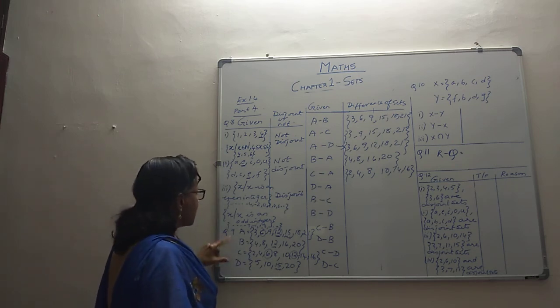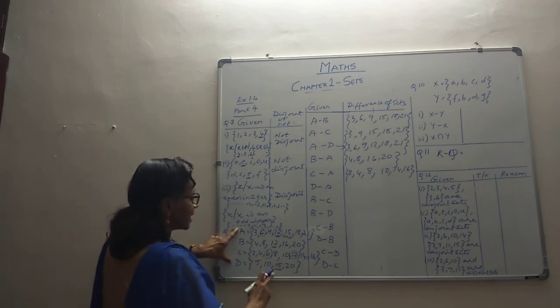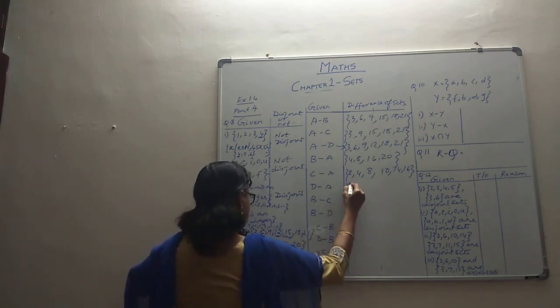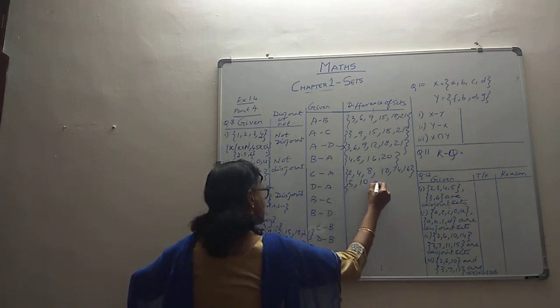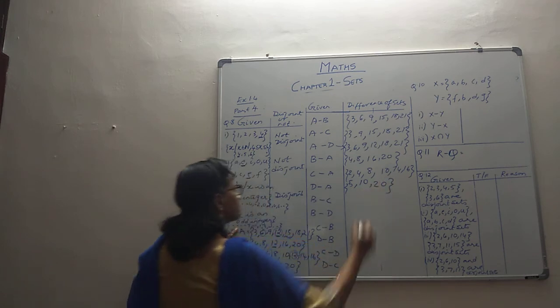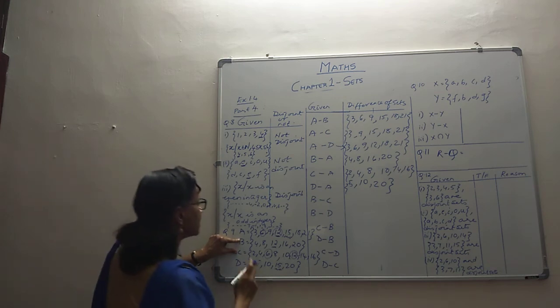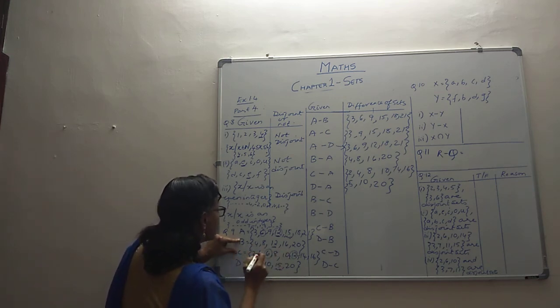Then we have D and A. Between D and A, the common element is 15. So 15 is removed. So it is 5, 10 and 20 because we are removing the 15. Between B and C, the common element is that we have not mapped.